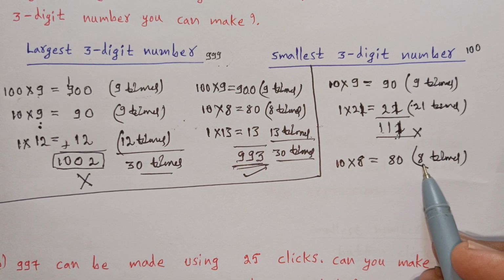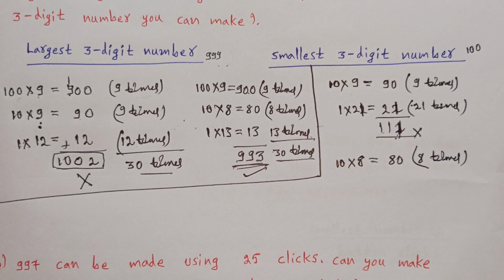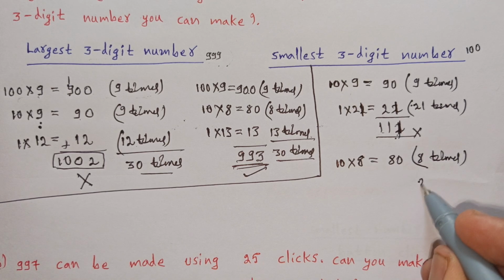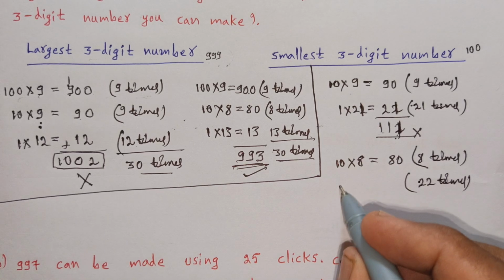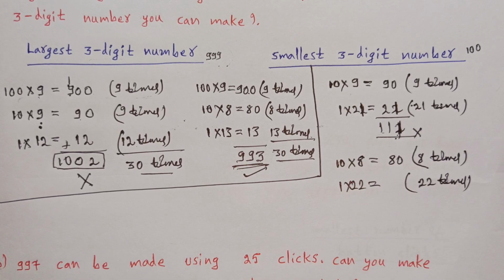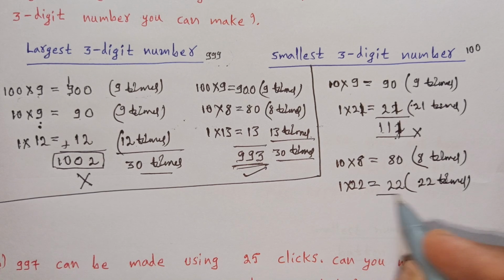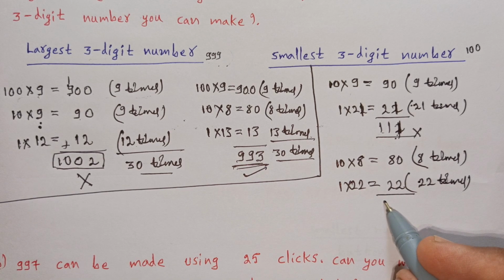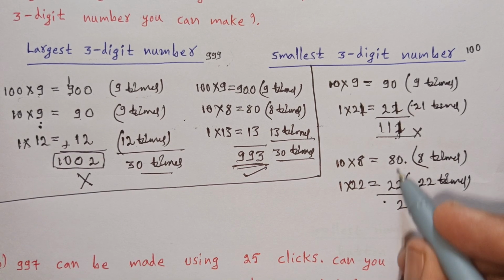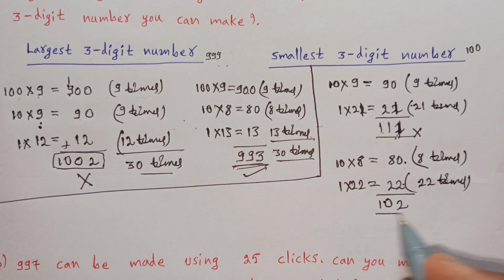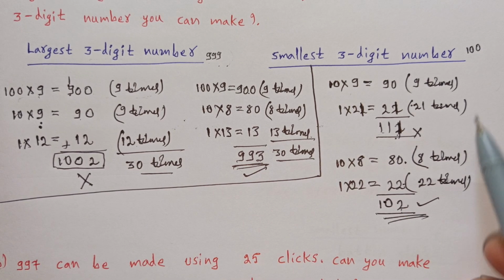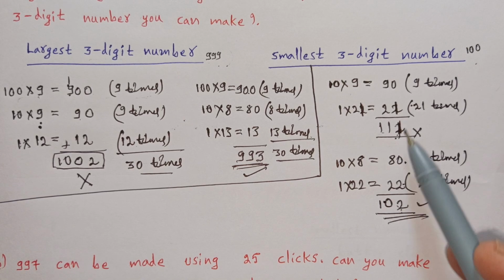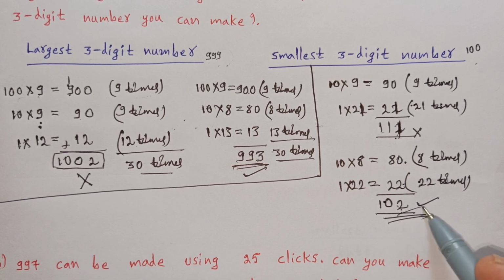So remaining are how much? 30 minus 8 is how much? 22. So we need to press the plus 1 button 22 times. 1 into 22 directly I am taking. So 80 plus 22 we get. So 0 plus 2 is 2, 8 plus 2 is 10, that is 102. So this is the nearest, it is very near to 100 rather than triple one. So this is the correct answer.